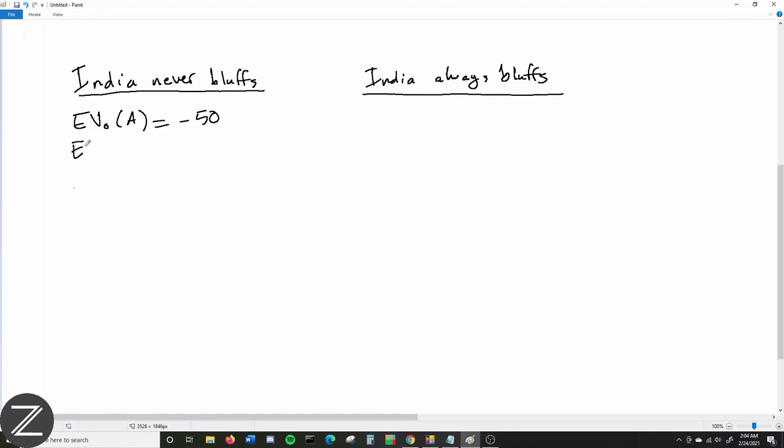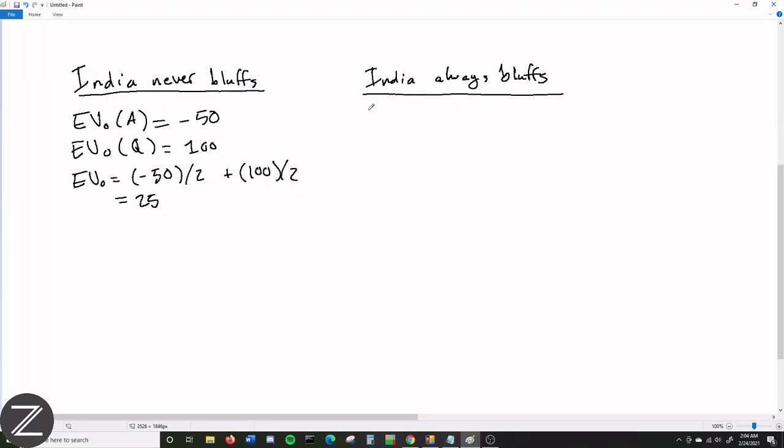And then Oscar's expectation against a queen. Now remember, India never bluffs. So when India has a queen, India will always check back and lose the entire pot to Oscar. So Oscar's expectation is just 100. So Oscar's expectation in this scenario is going to be -50 divided by 2 plus 100 divided by 2, which is just 25.